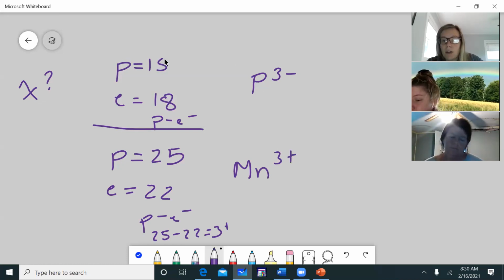When talking about charge and things like that, we don't bring into play neutrons. Neutrons we kind of leave for isotopes. Electrons have to do with charge.